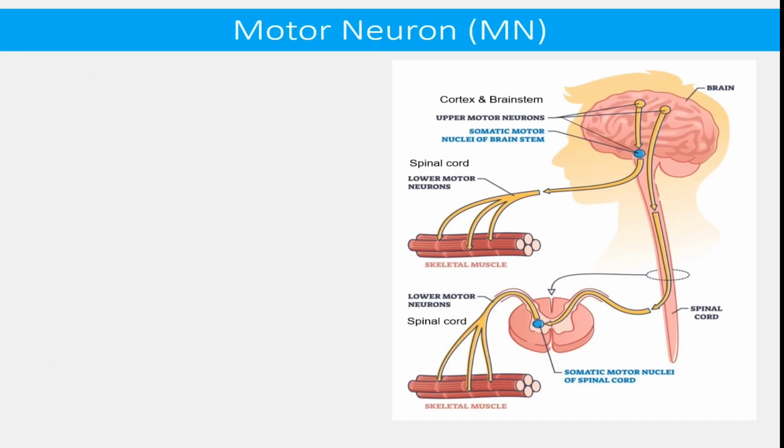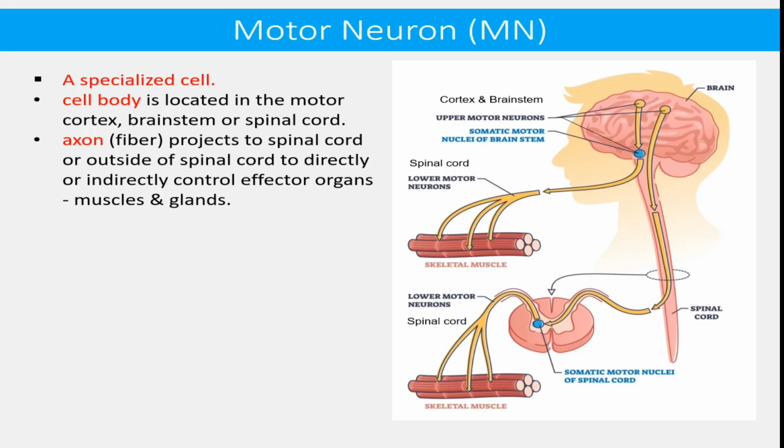There are two types of neurons, sensory and motor. At present, we are concerned with the motor neuron. A motor neuron is a specialized cell whose body is located in the motor cortex, brainstem, or spinal cord, and its axon projects to the spinal cord or outside of the spinal cord to directly or indirectly control effector organs, that is muscles or glands.